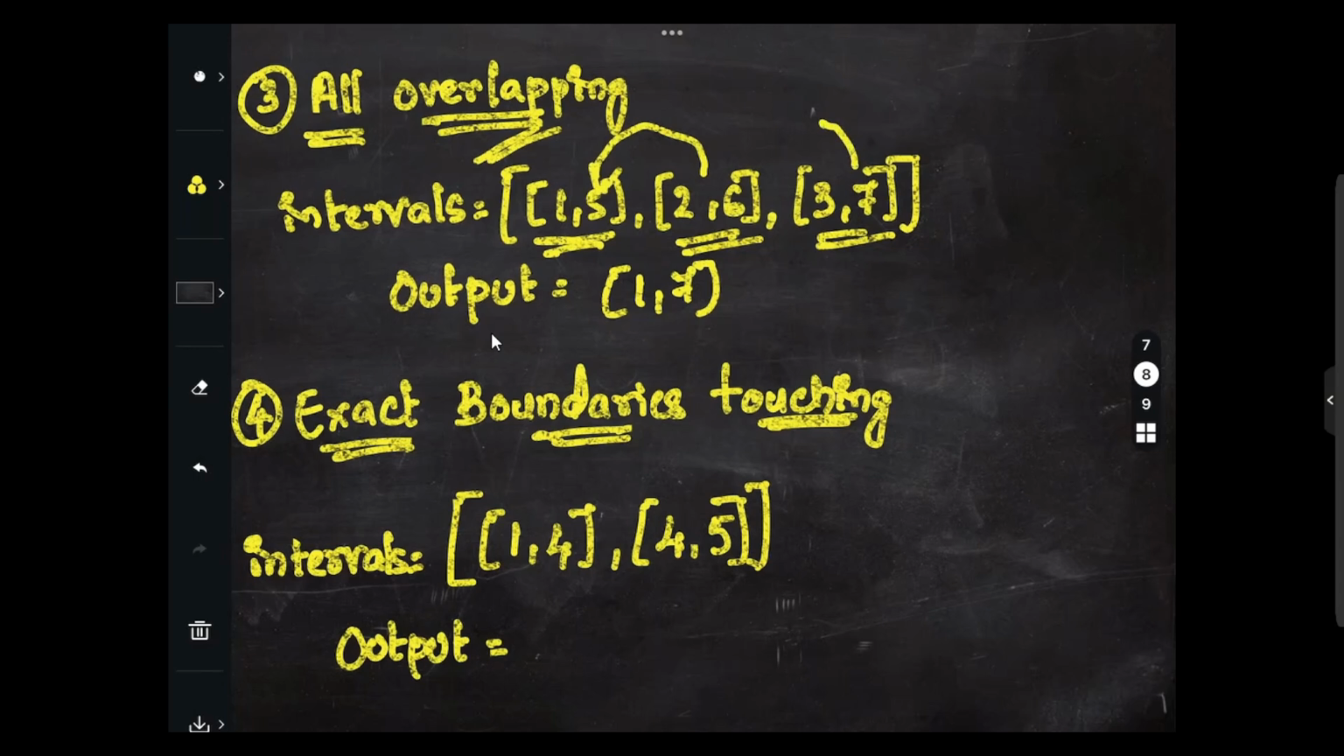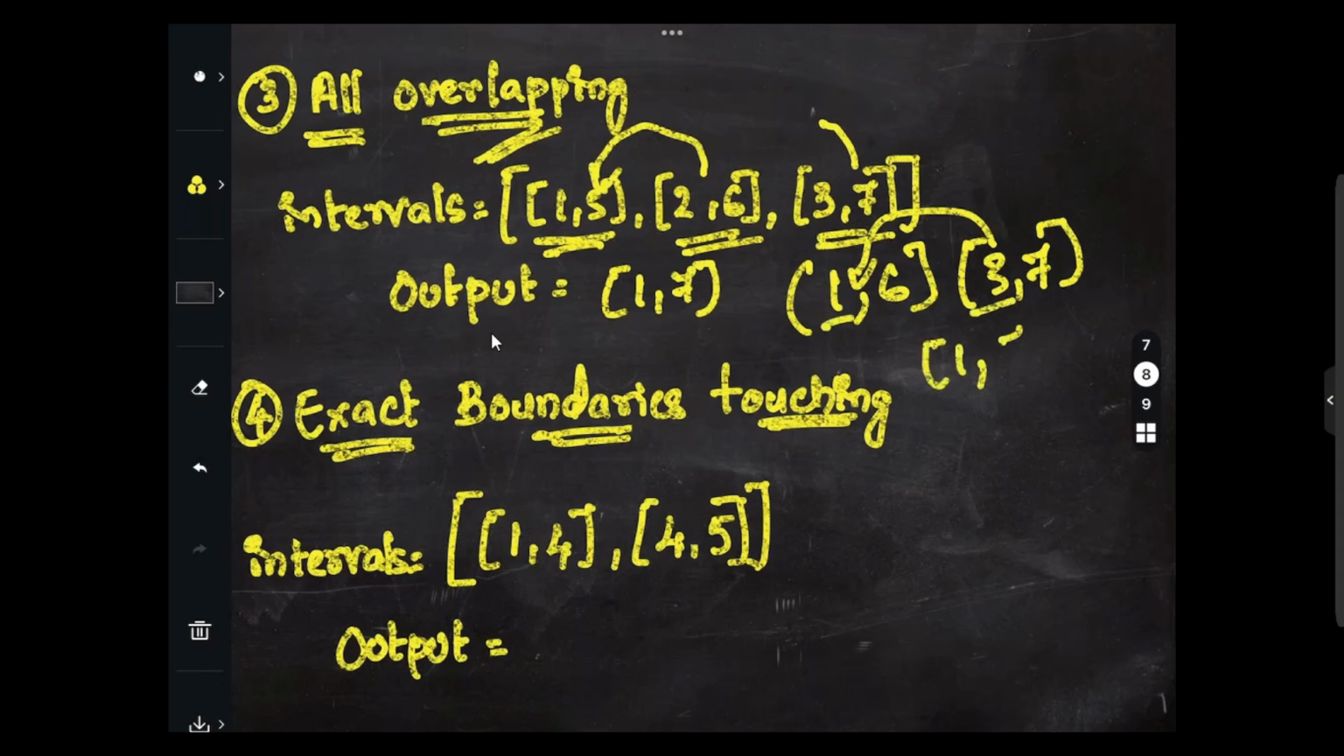After merging this one, we will get 1 comma 6 here, and 1 comma 6 and 3 comma 7, quite obviously we have to merge again, because 3 comes between 1 comma 6. So again we'll take the minimum of these, nothing but 1, and the maximum of 6 and 7 will be 7. So output will be 1 comma 7 in this case. I hope this is clear.